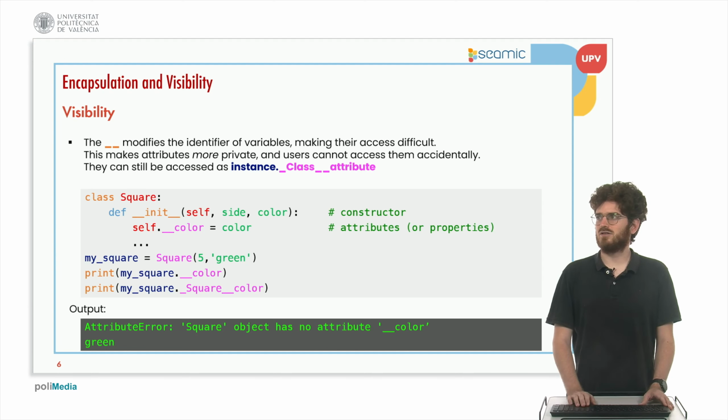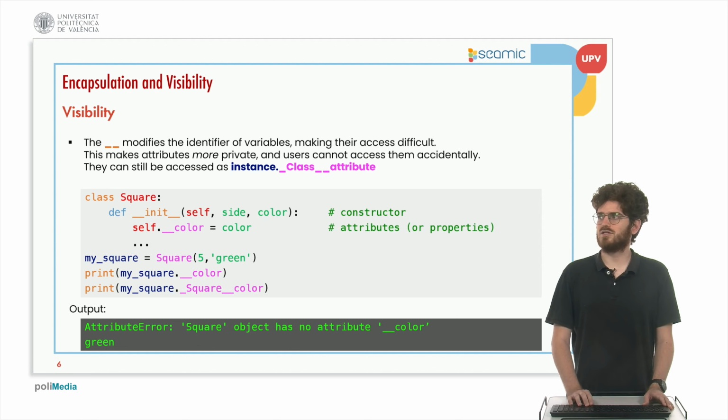We can also use the double underscore with attributes, as you can see down here with __color equals color, and this makes it a bit more private. If we are inside the class, we can always access this attribute with the double underscore prefix, but if we are outside this class, then this attribute gets a little bit more hidden. You can see that the first print statement, which uses the double underscore syntax, results in an attribute error. And it says, oh no, the Square object has no attribute __color.